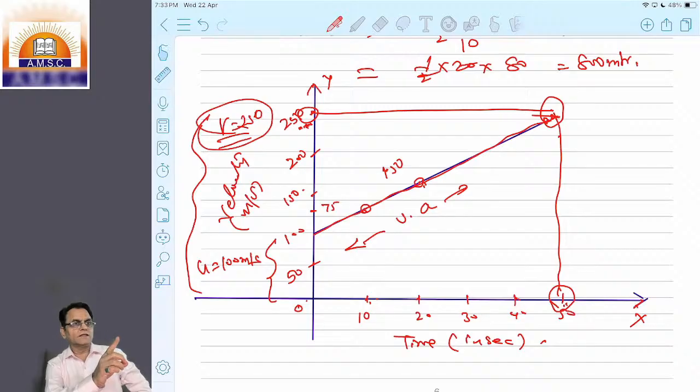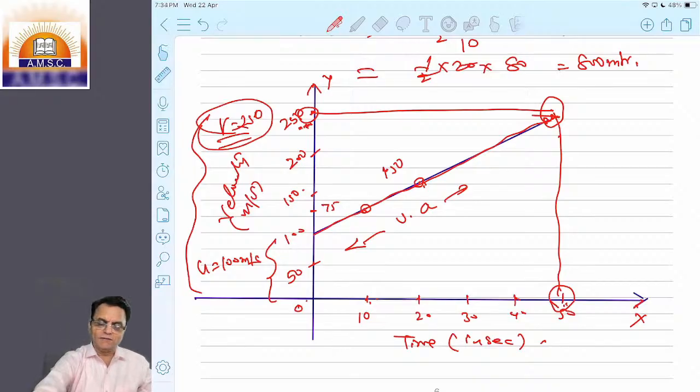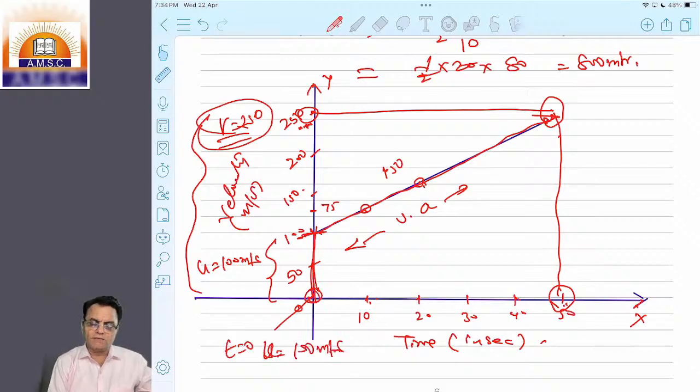Let us consider an object moving with initial speed 100 meter per second. है या नहीं? When the time was zero, speed was not zero. Speed, यानी कि u, is what? 100 meter per second. When t was zero, speed was 100 meter per second. Is it clear?